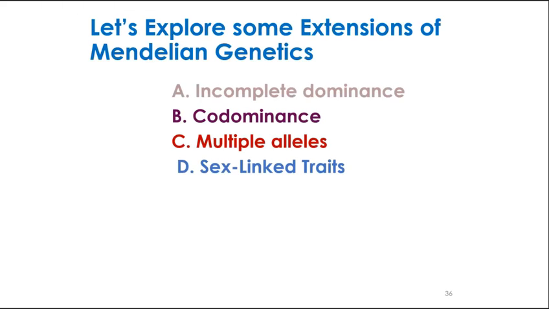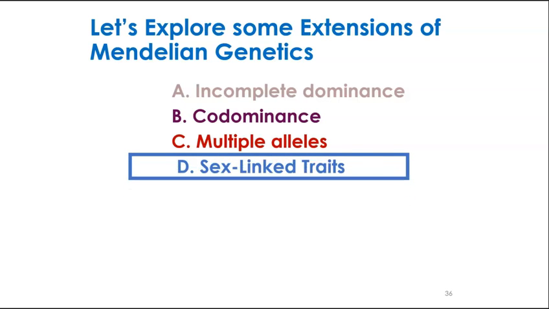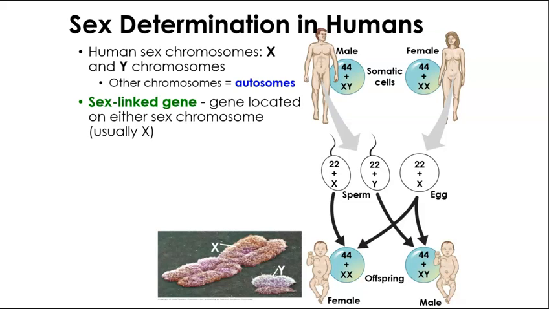So now that we've discussed codominance and multiple alleles with blood typing, let's get into the next extension of Mendelian genetics. We're going to get into sex-linked traits. We know that determination of sex in humans is dependent on our X and Y chromosomes. If one is male, they have an X and Y chromosome. If one is female, they have two X chromosomes. So that determines your sex. A sex-linked gene is a gene located on either sex chromosome, and usually this occurs on the X chromosome.